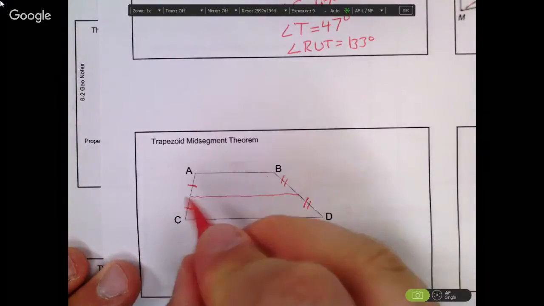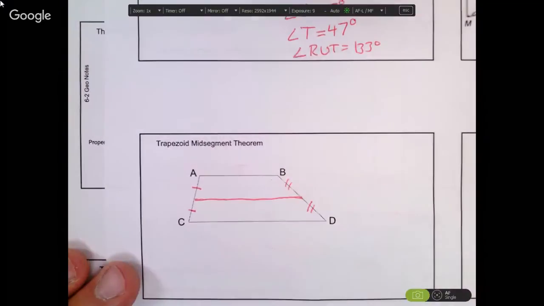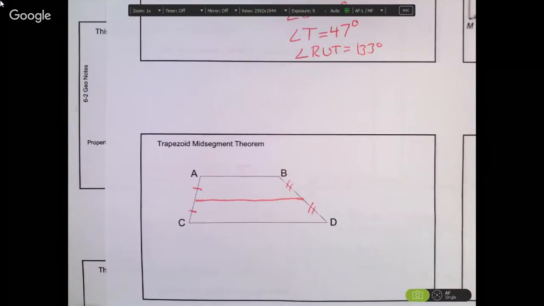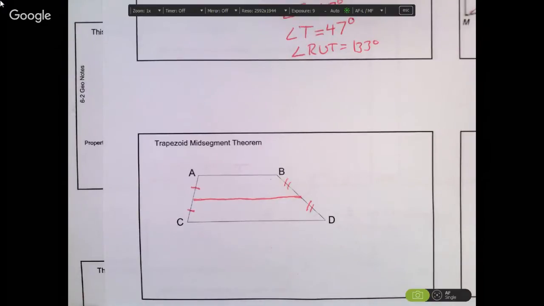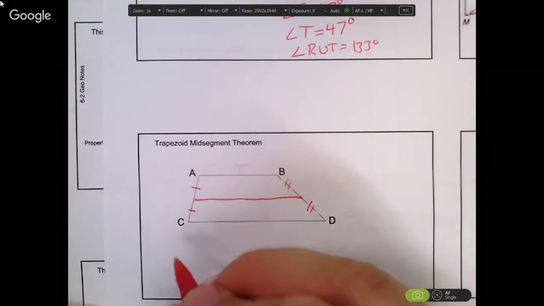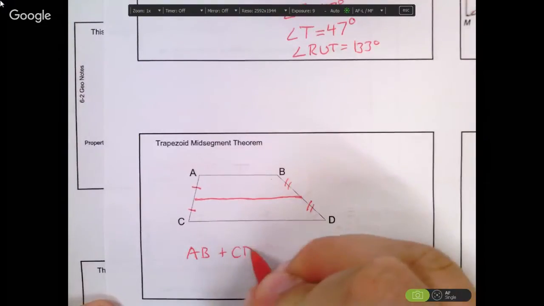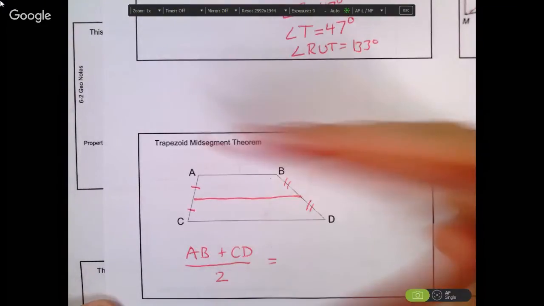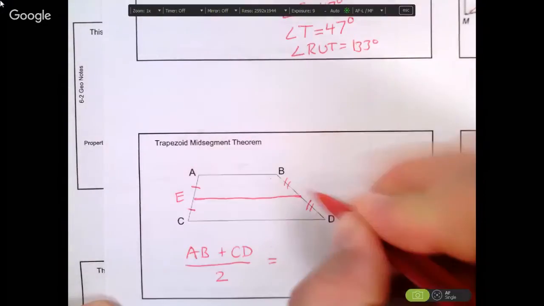Now, anybody want to guess how long the mid segment is? It's not possible to determine. It's the average of A, B, and C. It is the average of the other two. AB plus CD divided by 2 equals, we'll call this EF.